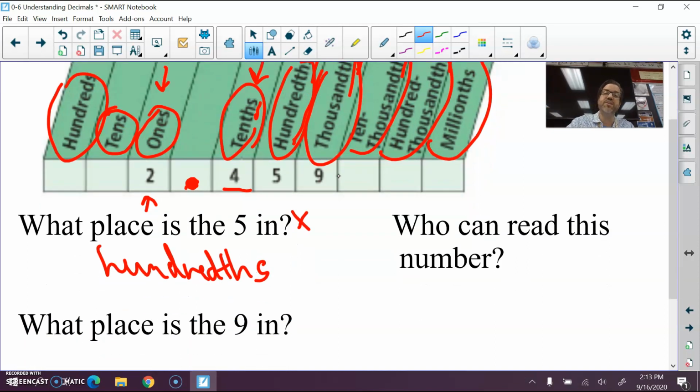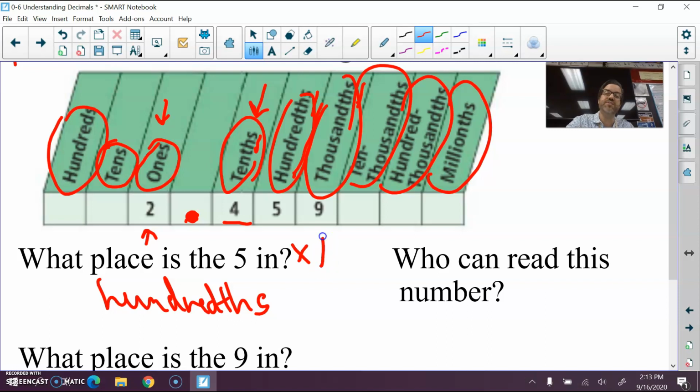All right, what place is the 9 in? Well, we can see the 9 is in the thousandths place here. Okay? And it's actually 9 out of 1,000. That's a pretty small part of the whole when you think about 9 out of 1,000 of something. Hey, I have $1,000. I'll give you part of it. I'm going to give you $9. Well, that doesn't seem like a very big part out of 1,000.